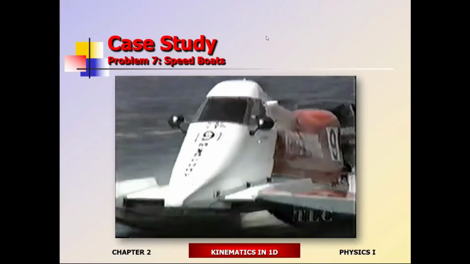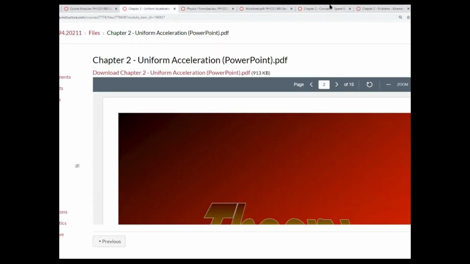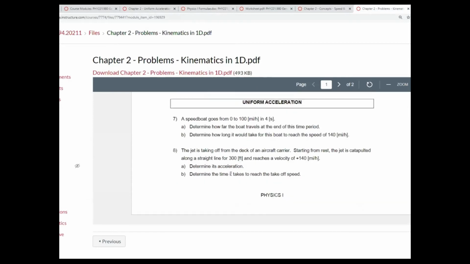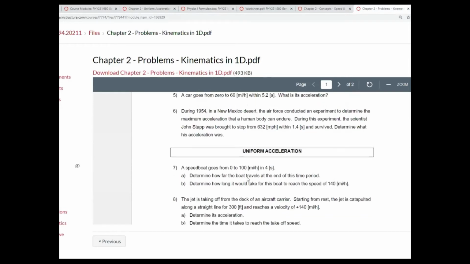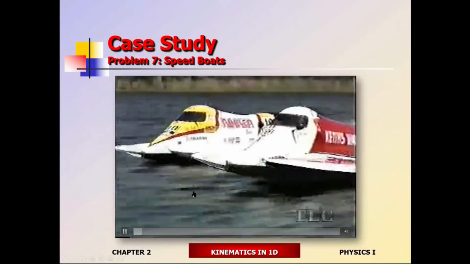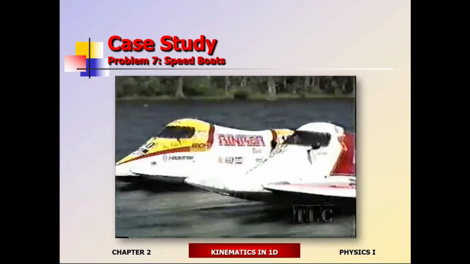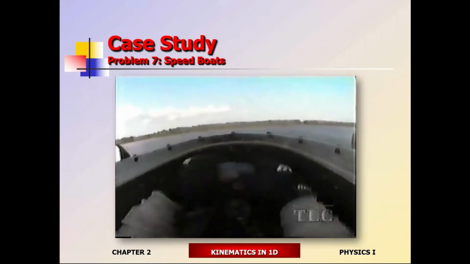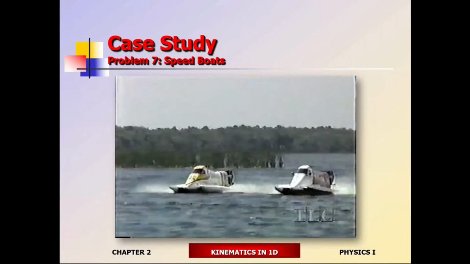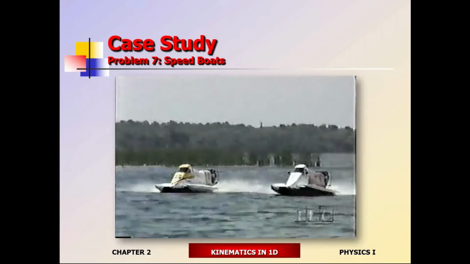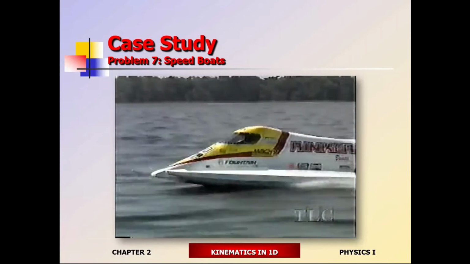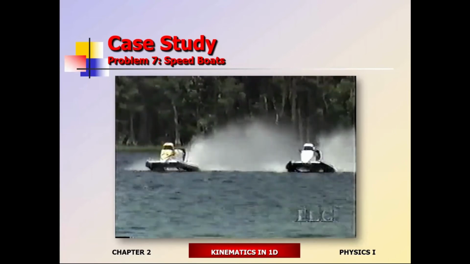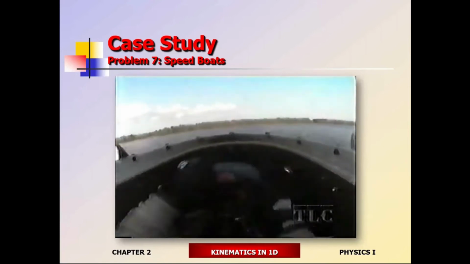All right, so problem number 7 from the handout. Uniform acceleration. All right, so find the problems. Problem number 7 is the one we will focus on. Inshore racing. These are Formula One powerboats. Just 17 feet long, they accelerate from 0 to 100 in less than 4 seconds. Top speed, 140 miles per hour.